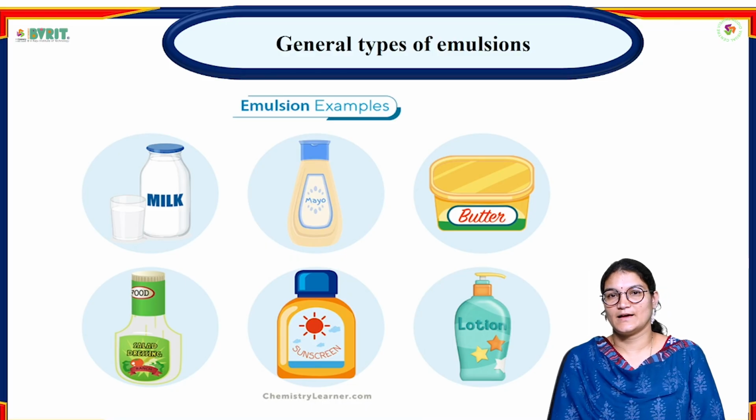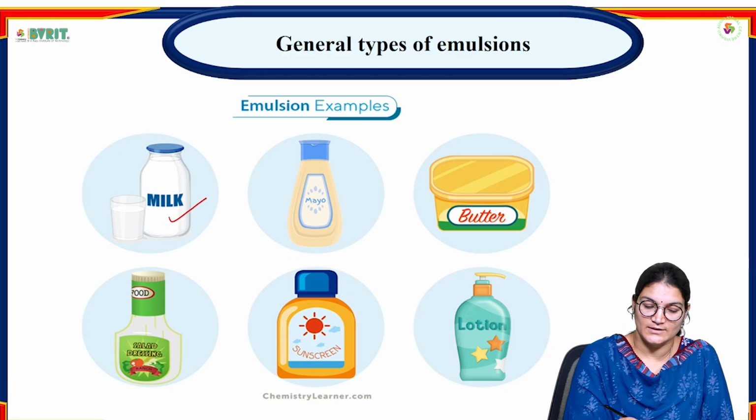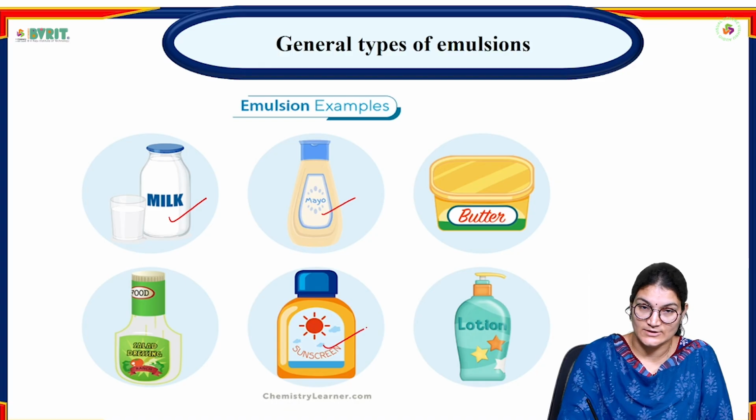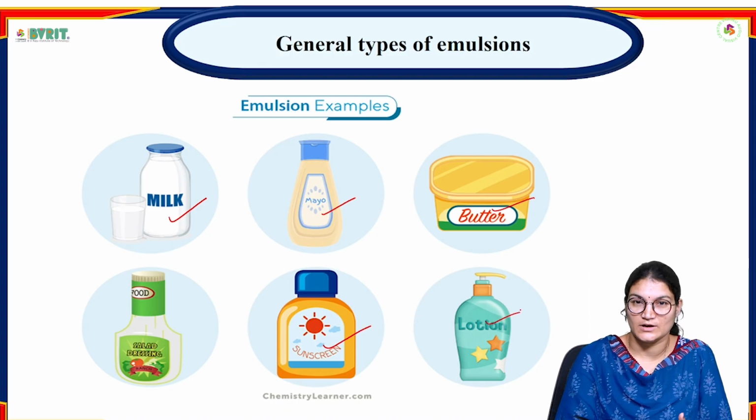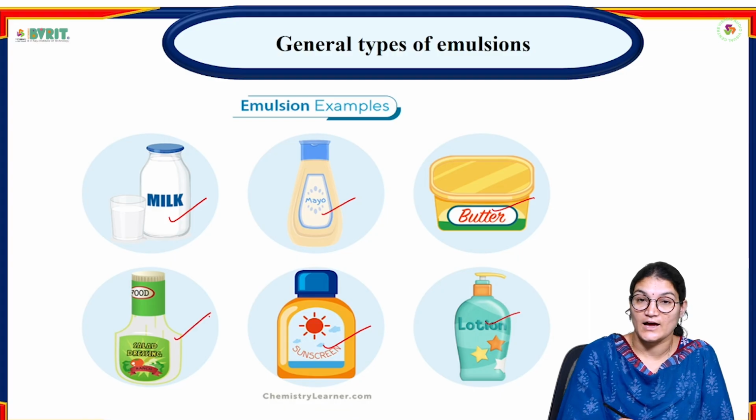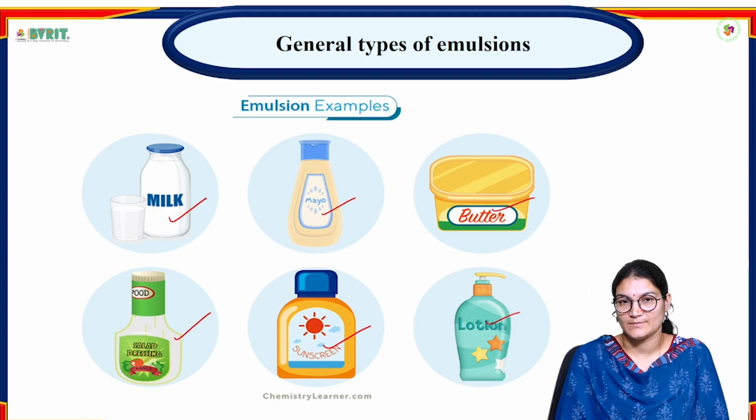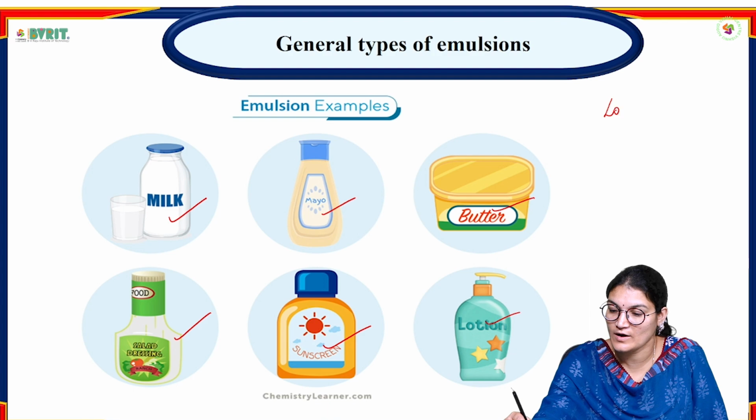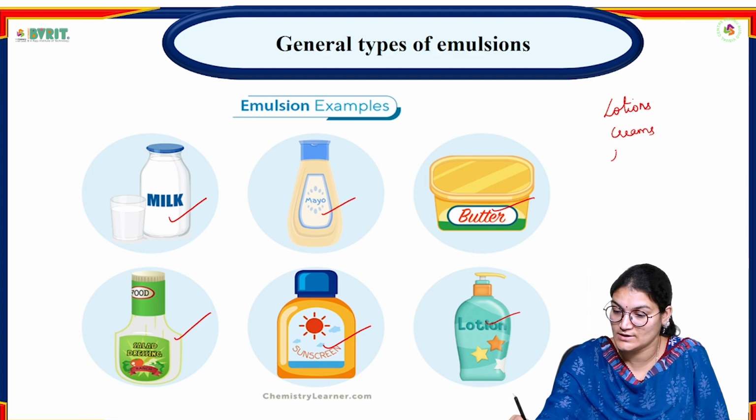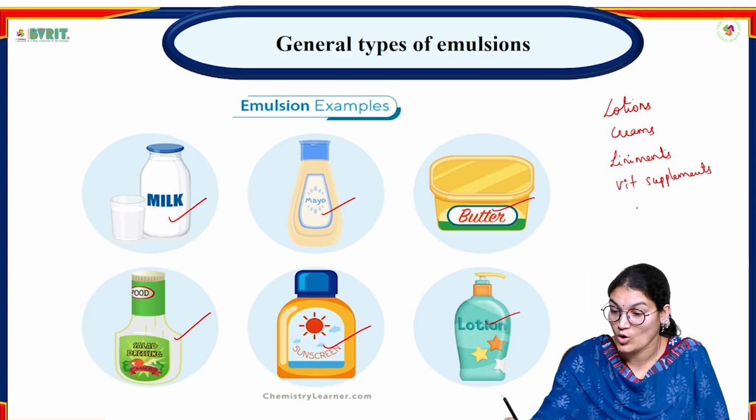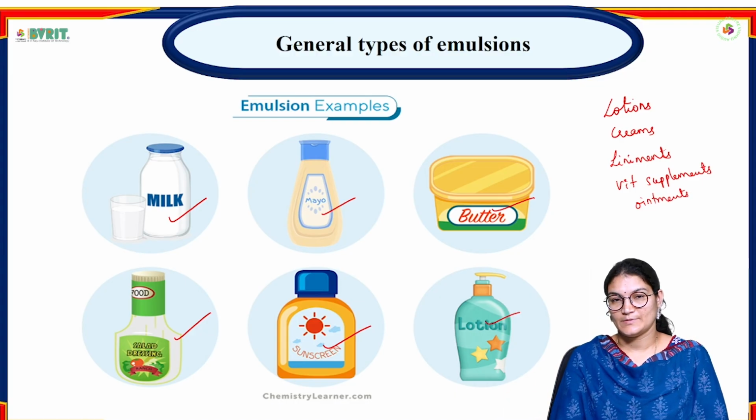These are some basic examples. Milk, which we see daily, mayonnaise, sunscreen lotion, butter, lotions like body lotions and face lotions, salad dressings, all these are real life examples of emulsions. We also have a few pharmaceutical examples like lotions, cold creams and vanishing cream, liniments, vitamin supplements, etc. Ointments, all these are considered pharmaceutical examples of emulsions.